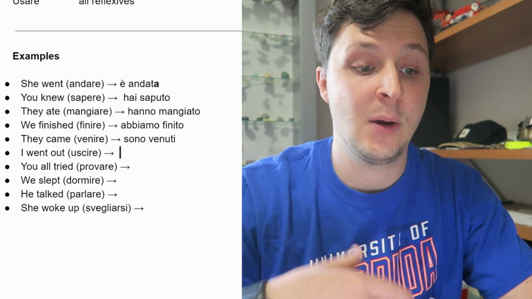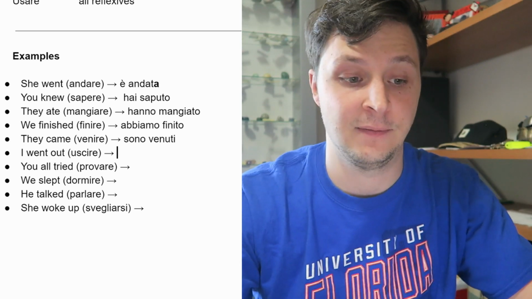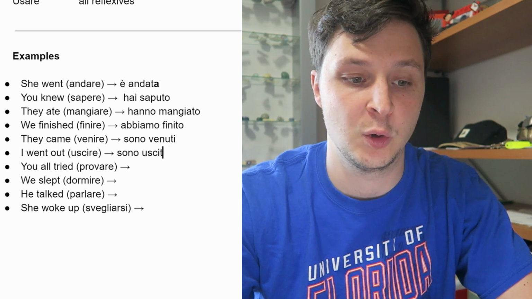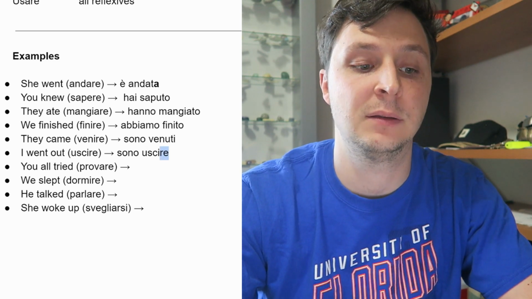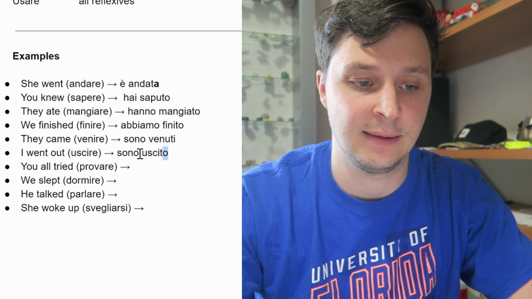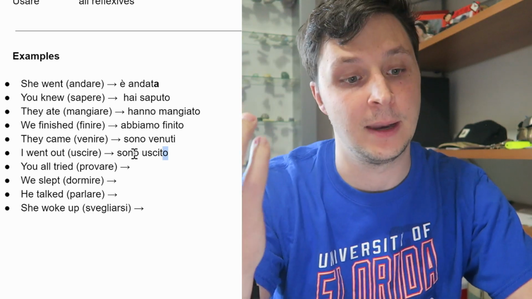What about I went out? So uscire, to go out, is essere verb. And it's going to be sono uscito. Again, uscire becomes uscito. And why does this have an O ending if it's essere? Well, because I'm a male and I'm singular, so the O will remain.